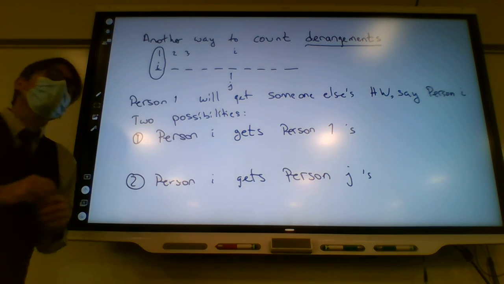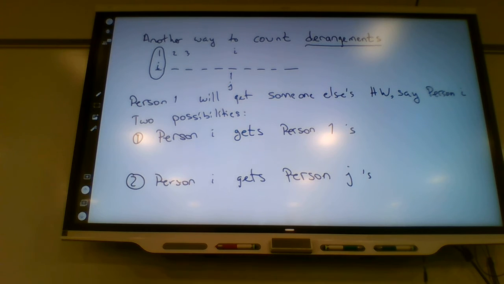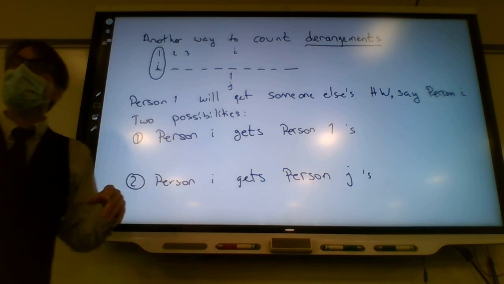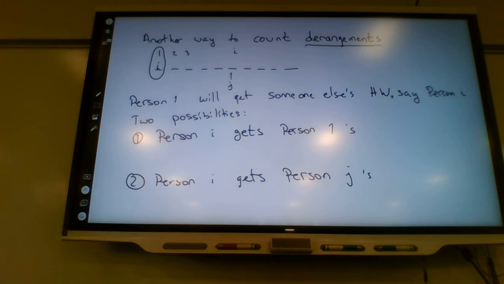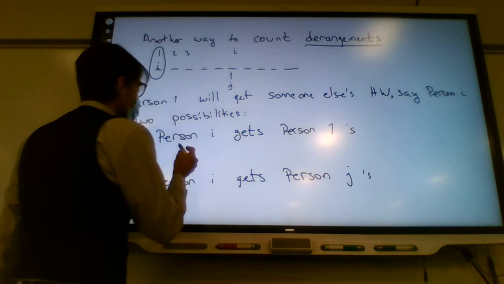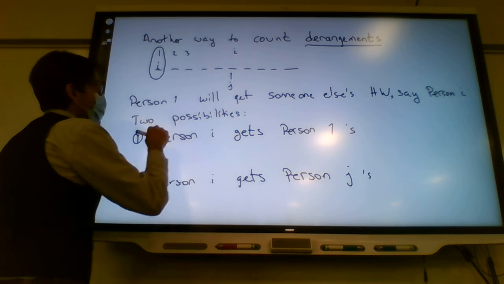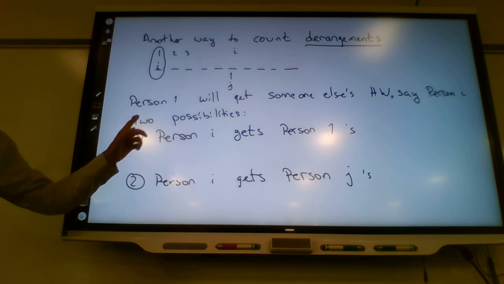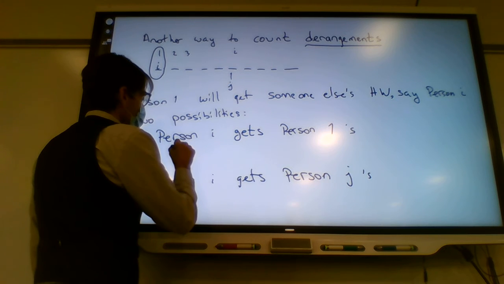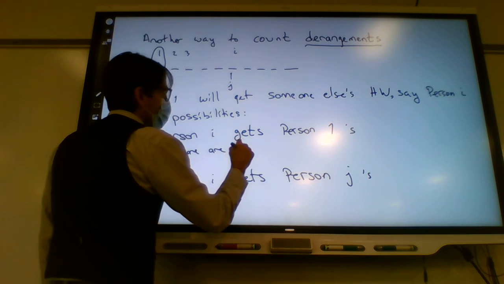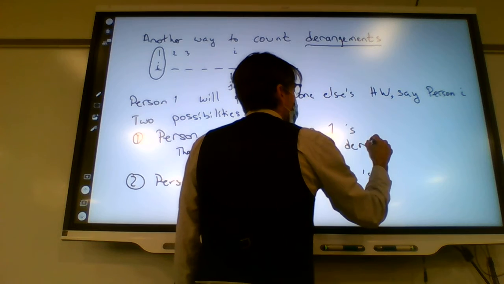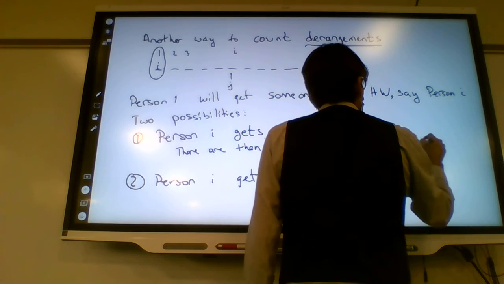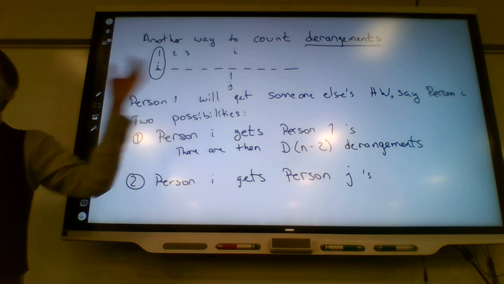Those two values are out of play, right? One and I, we already know where they are. So how many derangements are there? Well, everyone else has to be getting the wrong values. So how many derangements? In this case, we derange the other n minus two things.